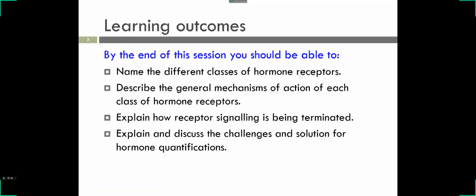Okay, so we went through the questions from yesterday. So now, today we'll talk about, well, remember yesterday we talked about the hormones. Now we're going to talk about the receptors. And we'll talk about the general mechanisms of action, how each receptor works. We'll talk about how receptor signaling is finished. How do you terminate the signal? And we talk about how you measure hormones, these different hormones we talked about.